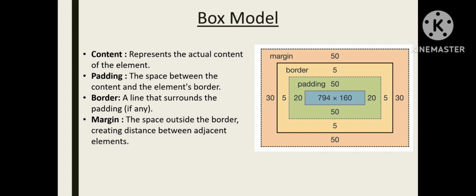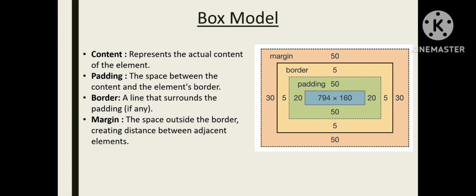It consists of four components: content, padding, border, margin. Let's try to understand the box model with the example of this image. The blue part is the actual content, and it can be your text, image, video. Then comes padding, which is represented with the help of a green color in this image, and it is the space between the content and the element's border.